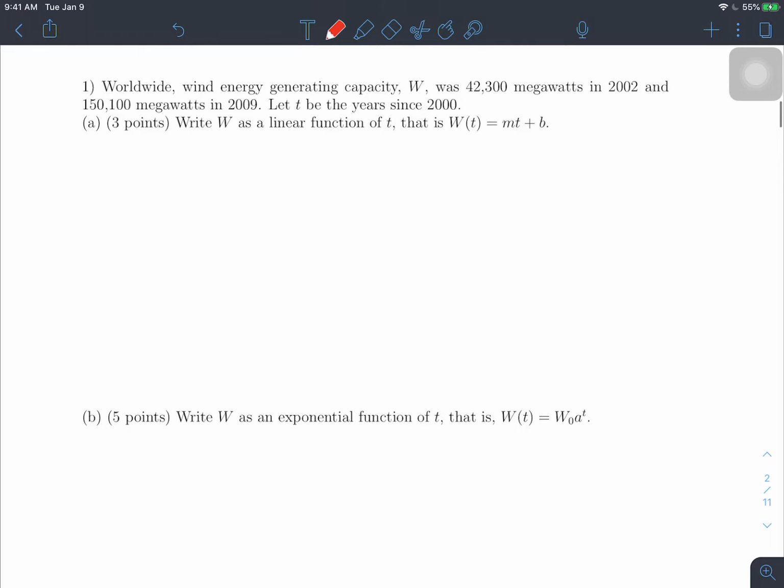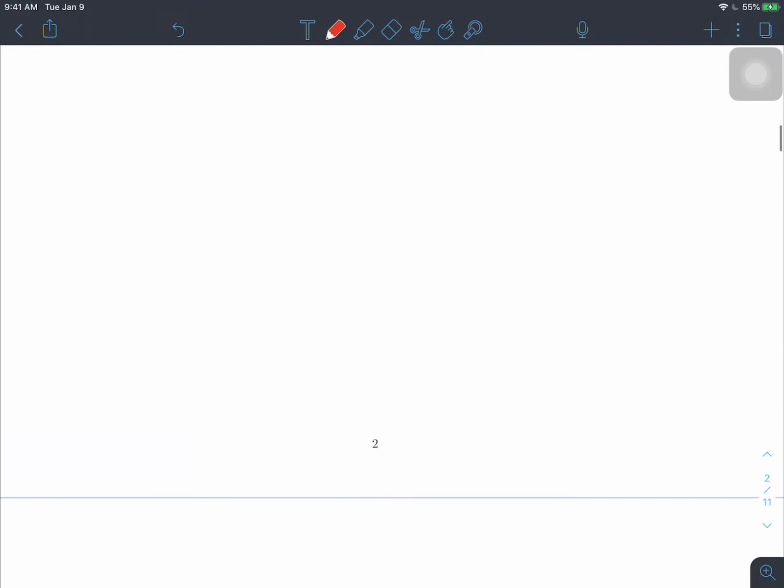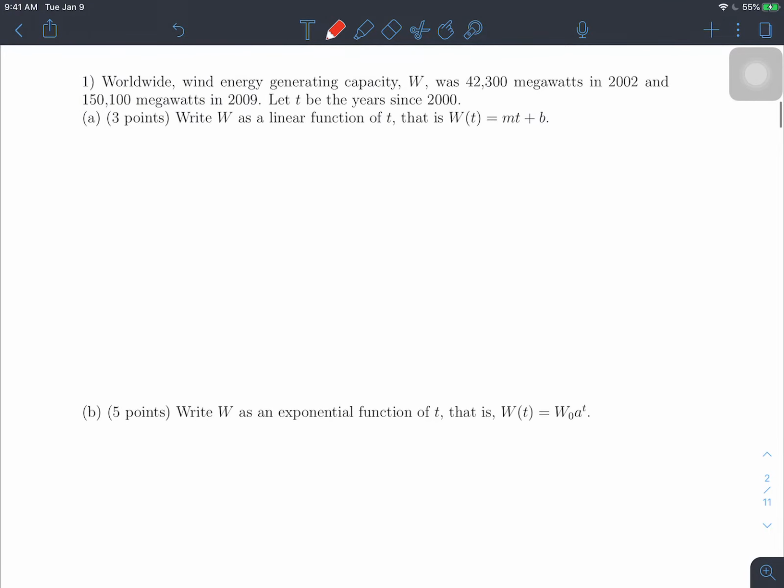Okay, first problem. Worldwide wind energy generating capacity W was 42,300 megawatts in 2002, and it increased to 150,100 megawatts in 2009. So we let T be the years since 2000, and we're supposed to formulate a formula for W as a linear function of T, and then later as an exponential function, and then later as a power function. So let's start with the linear function.